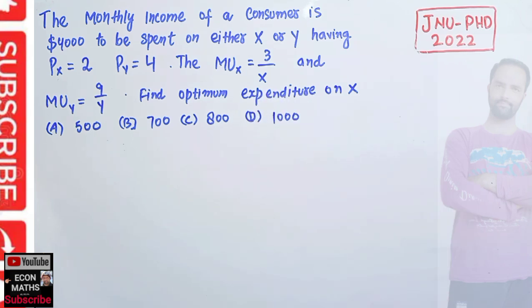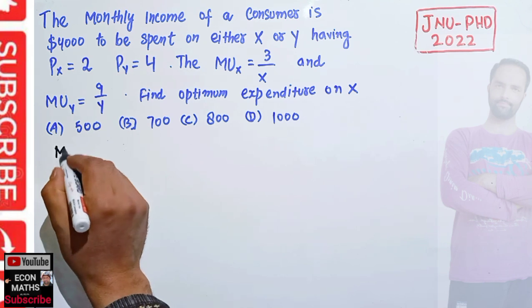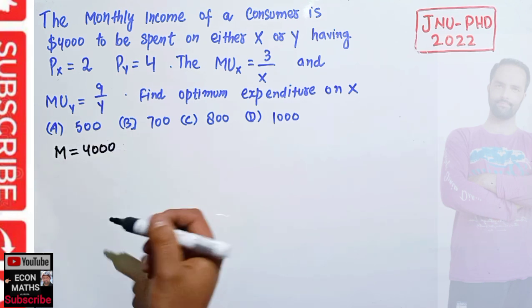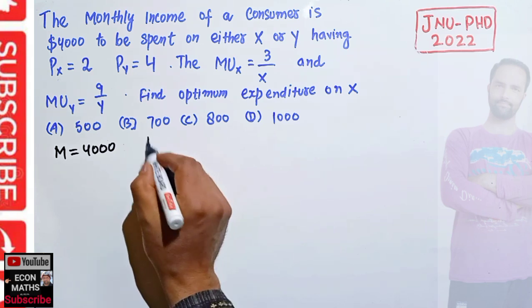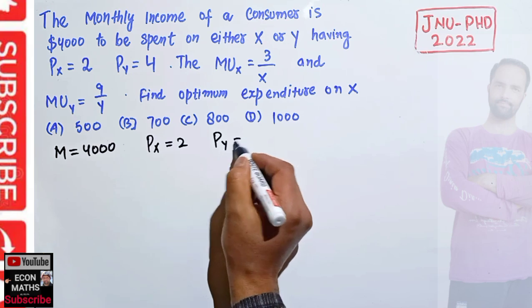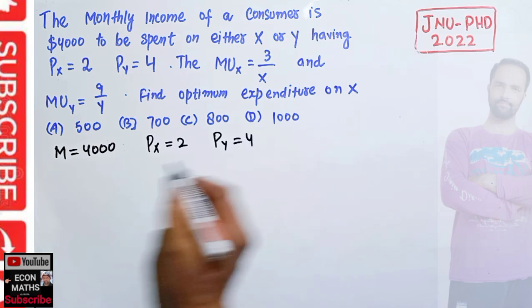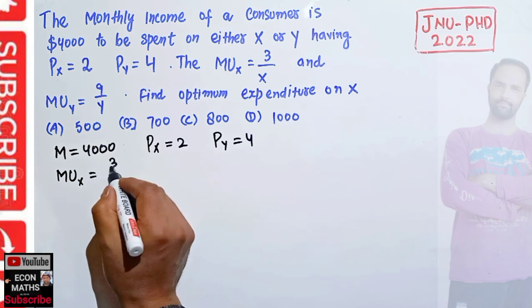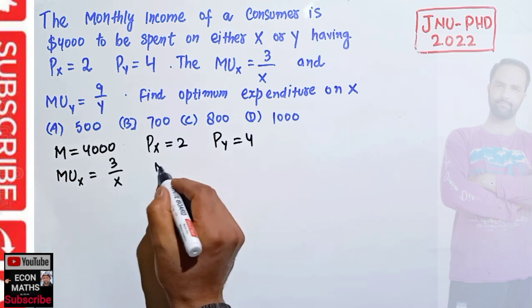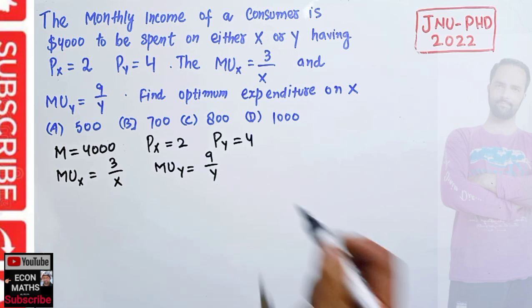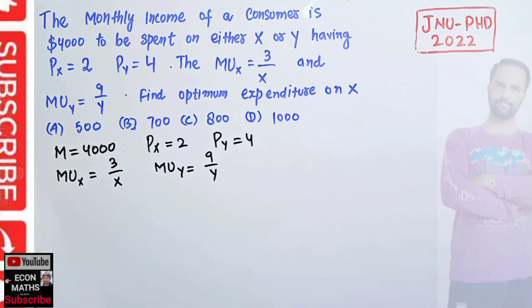Okay. So what we are being given? We are being given the total income or monthly income of the consumer is $4,000. Price of good X is equal to 2. Price of good Y is equal to 4. Okay. And also we are being given marginal utility of X is 3 upon X, and marginal utility of good Y is 9 upon Y. Okay. We need to find out the optimum expenditure on X.